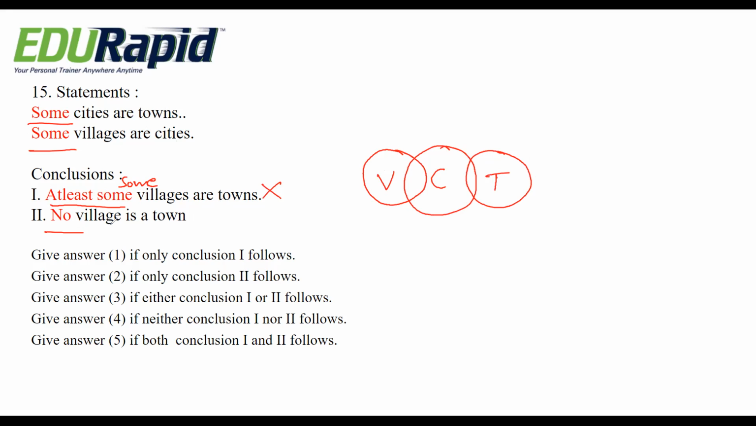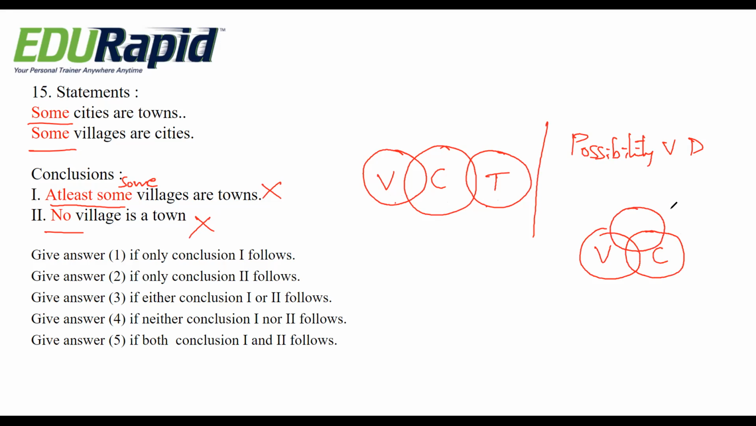Second conclusion: no village is a town. This also does not follow because there may be a possibility that some village can be a town. I'll write down the possibility Venn diagram. Some villages are cities and some cities are towns. It does not affect our statements. We can also write it like this possibility Venn diagram. Here some villages can be towns. So they are telling no village is a town, but it does not follow because some villages can be towns.